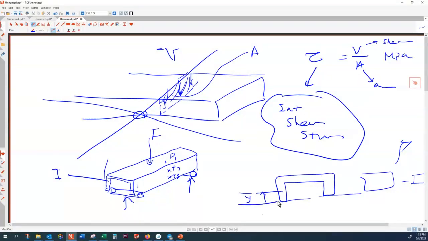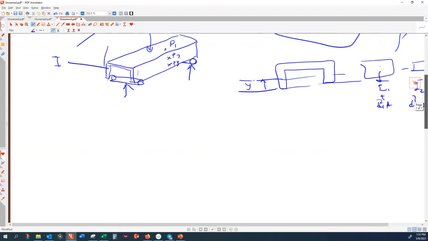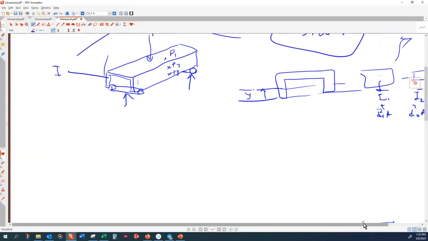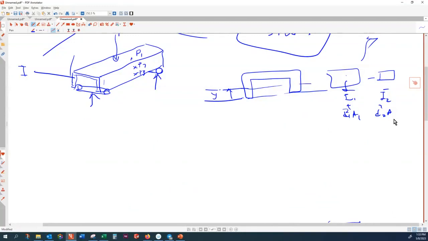This is y bar. With this y bar, you take I1, I2 from the table, and then you add a penalty to this one, D1 squared times A1. You find the penalty for this one, D2 squared times A2. Okay, so that is how you find the moment of inertia.